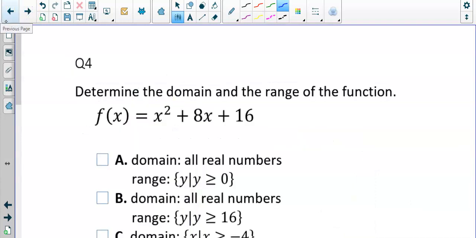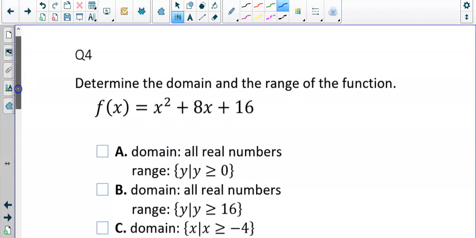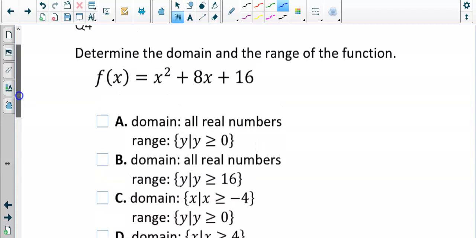All right. Question number 4. Determine the domain and range. All right, so first things first. We already know how to find domain of equations. When we find domain of equations, we always assume what in the beginning?